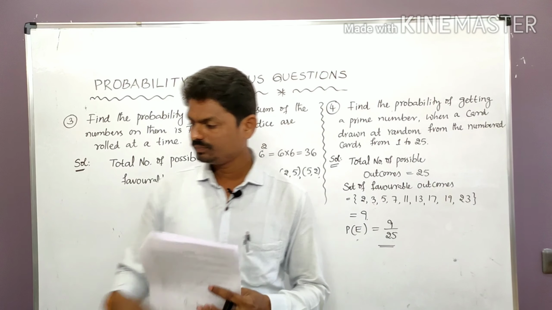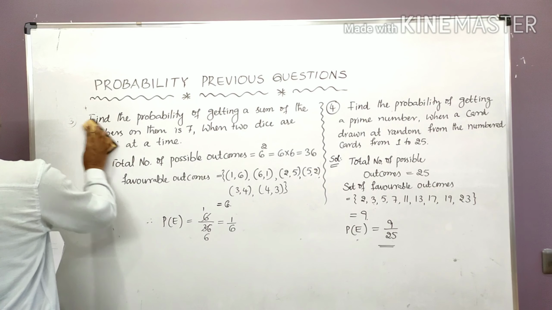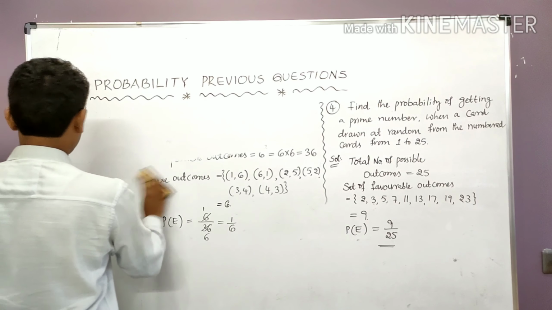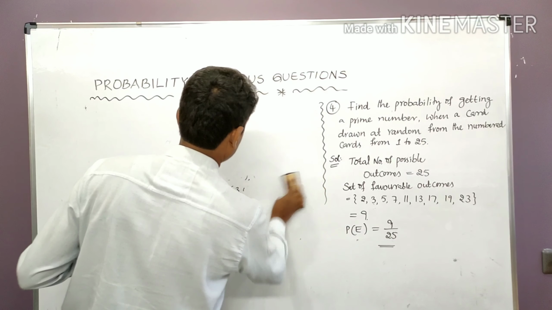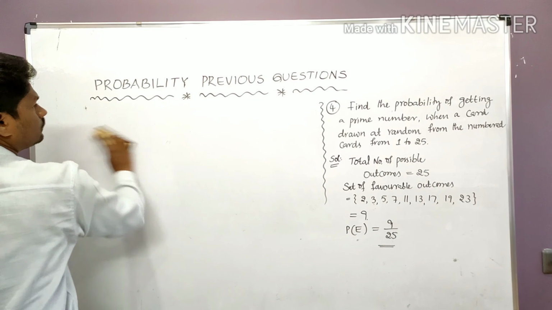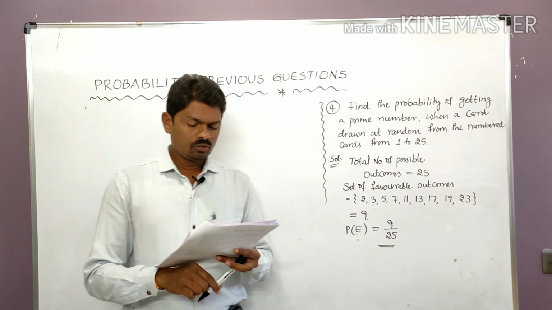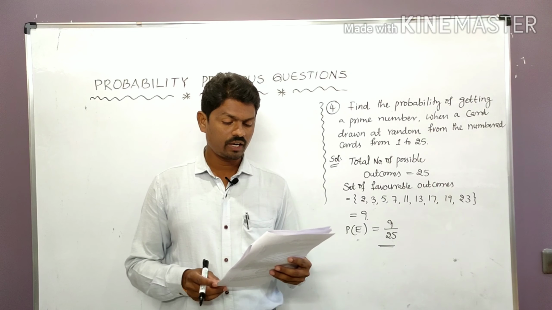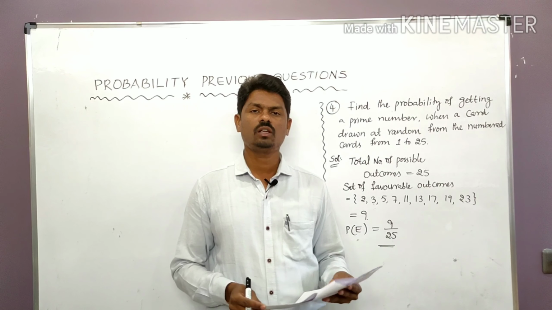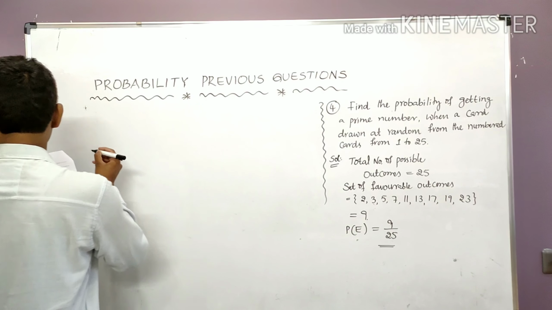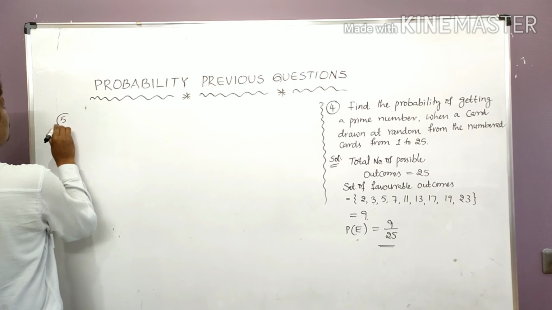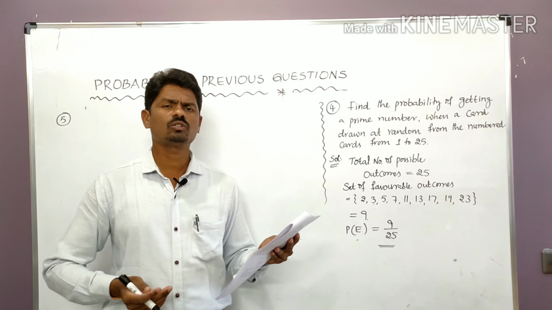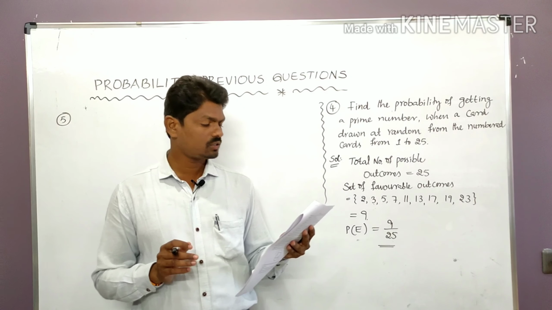So next, one more problem. See students, again one more. From the first 50 natural numbers, find the probability that a randomly selected number is a multiple of 3. See here what he is asking. Again it is also 1 mark. Today we are discussing only 1 mark questions from the chapter probability.